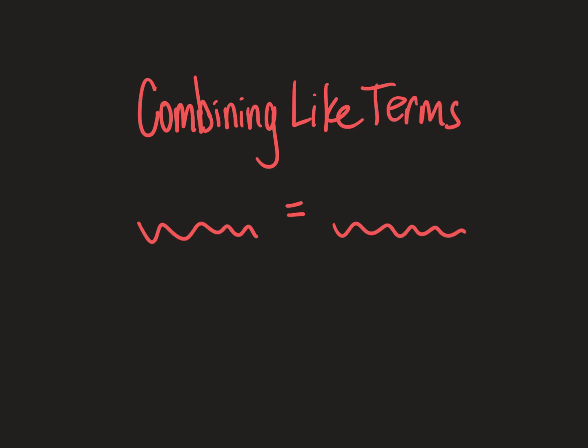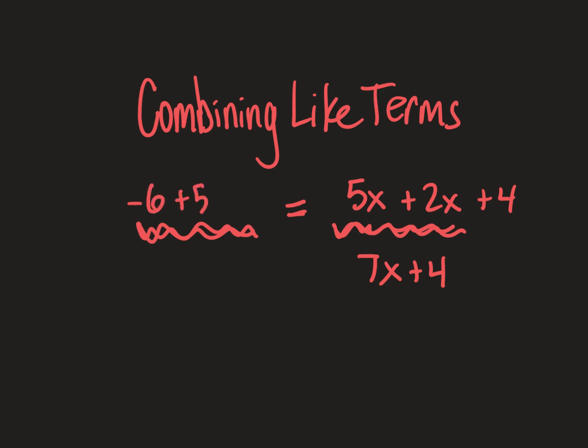So just remember, when you're solving equations that involve combining like terms, we're looking at each side of the equal sign to see if there's anything we can combine before isolating the variable. So if I had 5x plus 2x plus 4 on the right side, I could combine that to be 7x plus 4. And on the left side, if I had -6 plus 5x minus 2, I could combine the two constants, -6 and -2, to be -8 plus 5x.